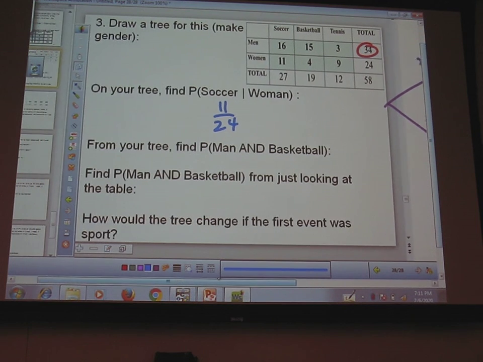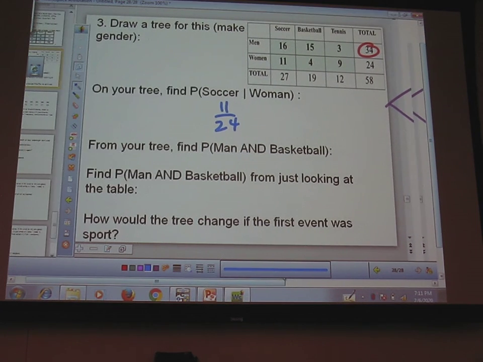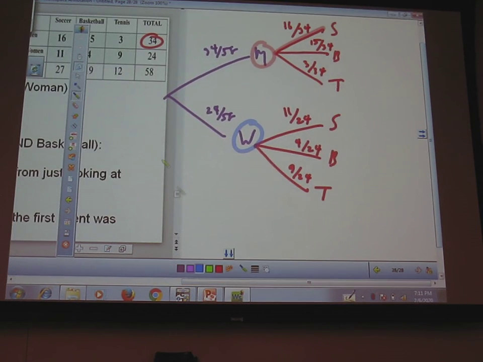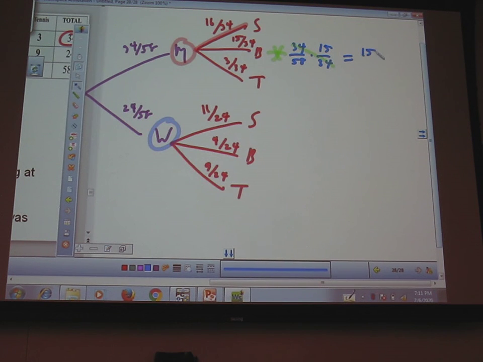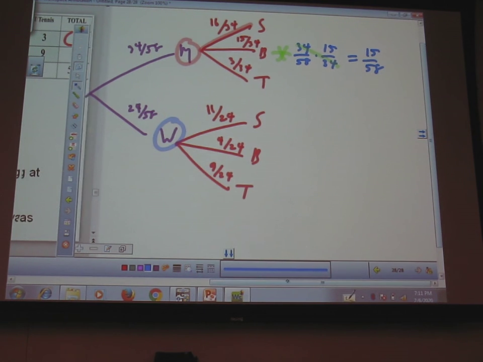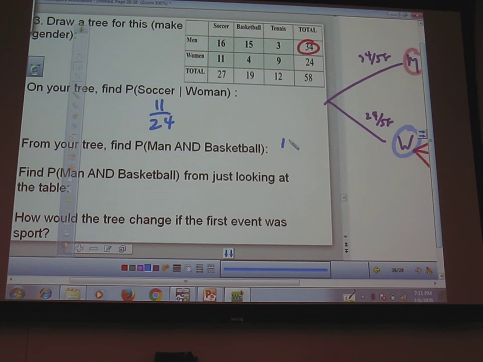From your tree, find the probability of men and basketball. So men and basketball means you want to end up right here. How do you get right there? 34 over 58 times 15 over 34. Oh look, 34 over 34, those cancel out. And you get 15 over 58. Everybody see that? 15 over 58.